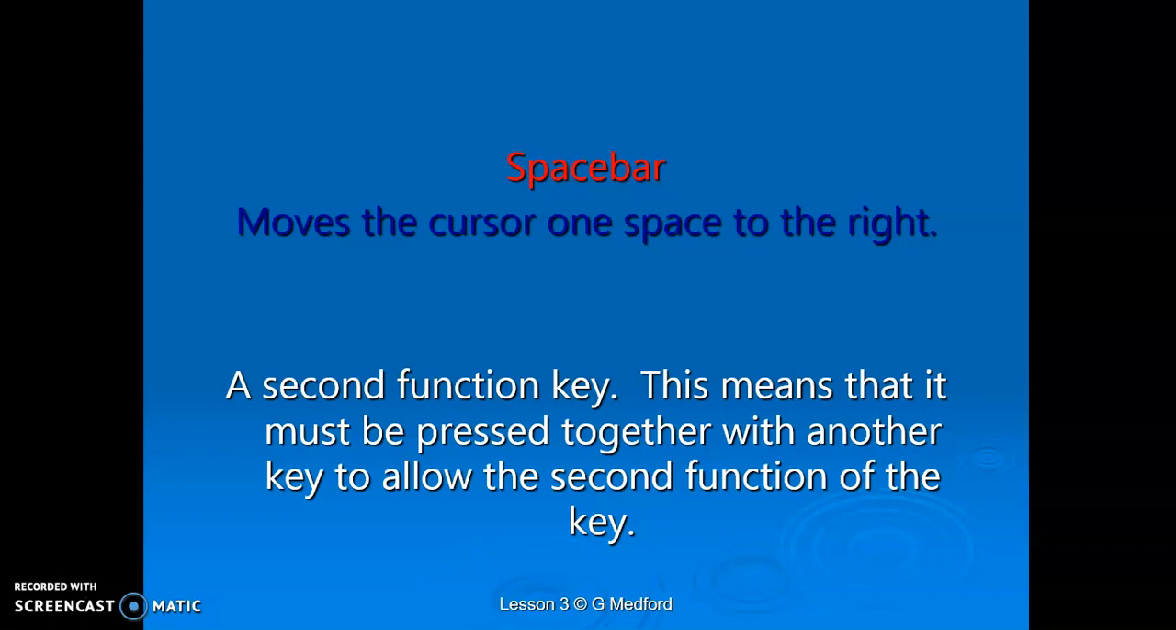If the space bar is held down, it moves the cursor rapidly many spaces to the right. The shift key is referred to as a second function key because it must be pressed together with another key, or in conjunction with another key, to allow that second function of the key. For example, if we press Shift and S together, we will get an uppercase or capital S. If we press Shift and J together, we will get a capital J or uppercase J.